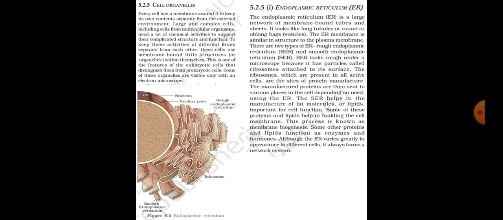The smooth endoplasmic reticulum helps in the manufacture of fat molecules or lipids important for cell function. Some of these protein and lipids help in building the cell membrane. This process is known as membrane biogenesis. Some other proteins and lipids function as enzymes and hormones. Although endoplasmic reticulum varies greatly in appearance in different cells, it always forms a network system.